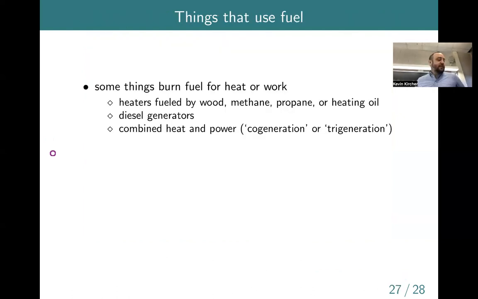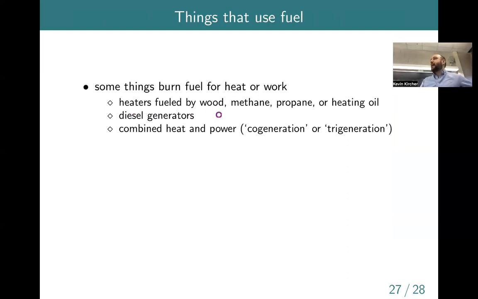And then there's a bunch of things that use fuel that we haven't really talked about, except to say that they exist and can be used as backups and stuff like that. And they usually produce either heat or work, usually in the form of electricity. And so we've got various heating systems.